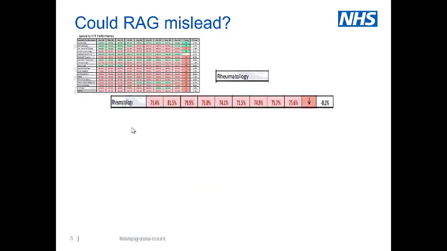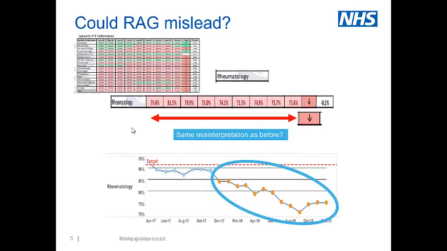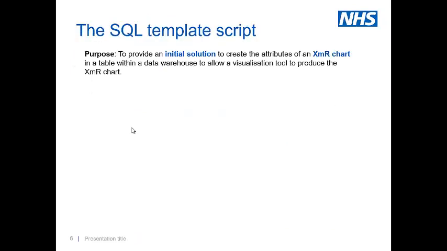But here's another specialty, rheumatology, with exactly the same red outlook and the downward arrow, but when we look at it through statistical process control, a completely different message. And in fact, this specialty is under a lot of pressure, under a lot of decline, and you'd want a different interaction with this specialty. So statistical process control gives you a more meaningful outlook on what is happening with your data.